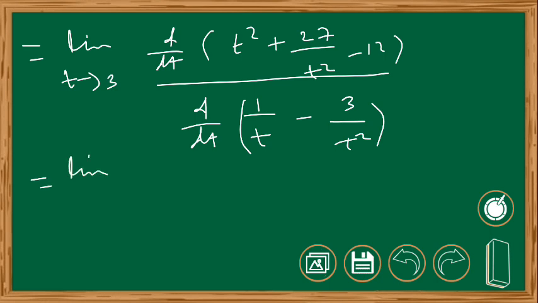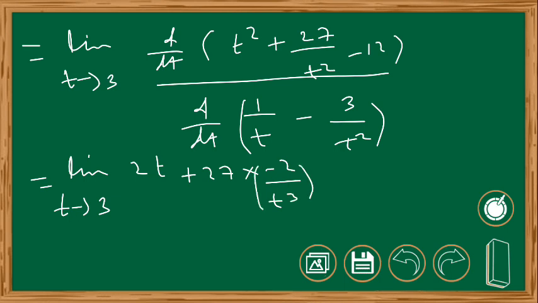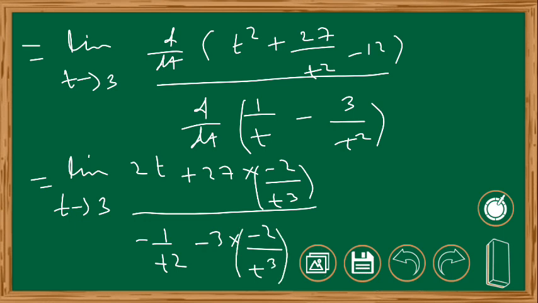So it is limit t tends to 3, this is 2t, then this one minus, this is plus 27 into 1 by t square, it is minus 2 by t cube, the derivative of 1 by t square, and derivative of minus 12 equals to 0, right? Now divided by this 1 by t derivative is minus 1 by t square, then minus 3 into minus 2 divided by t cube, right? So once again I write it like this.